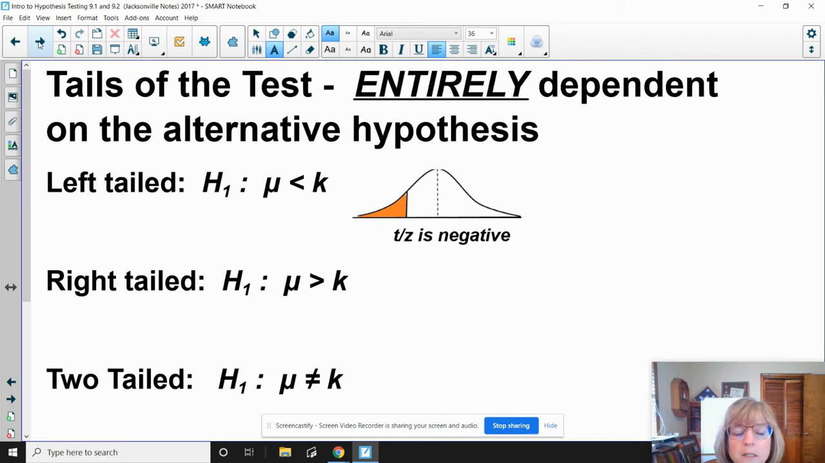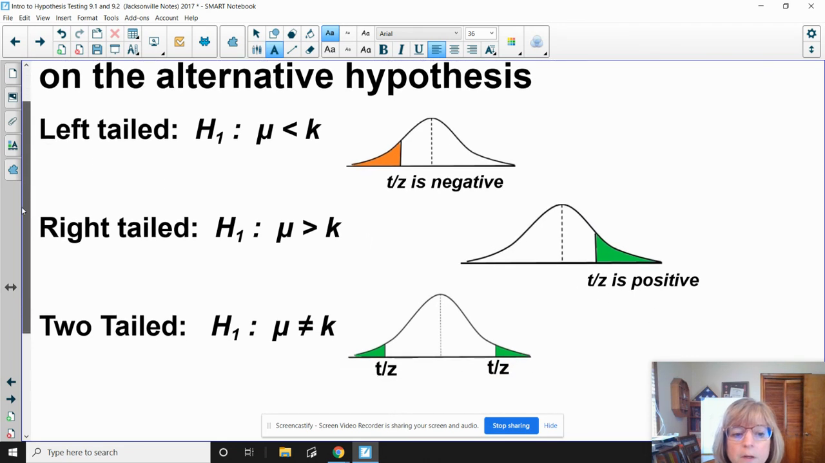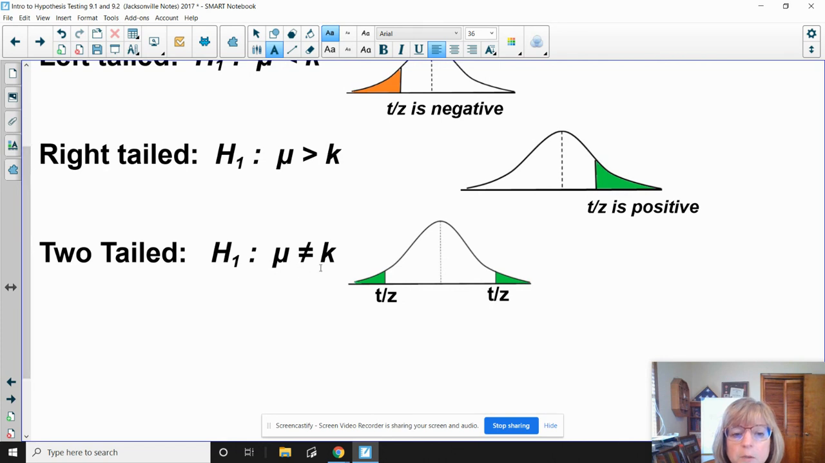If the alternative hypothesis says less than, the mean is less than k, some value k, that means that our t or z score is going to be on the less than side of the dotted line, the mean. So t and z would be negative. If it's a right tail test, that means that we say the mean is greater than k. So our t or z would be on the greater than side of our mean. So we'd have a positive value here. And if our alternative says that the mean is not equal to k, that means that it could be greater than this or less than this. So we've got both a negative and a positive value here.